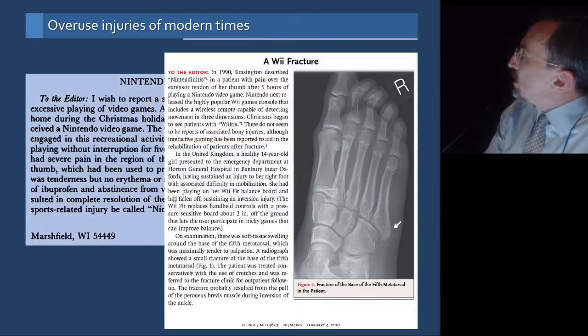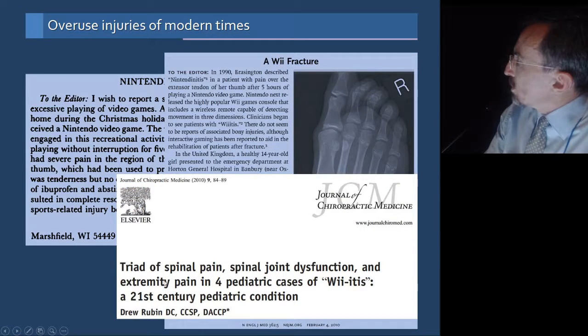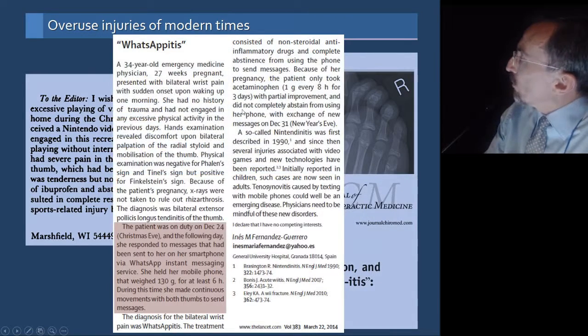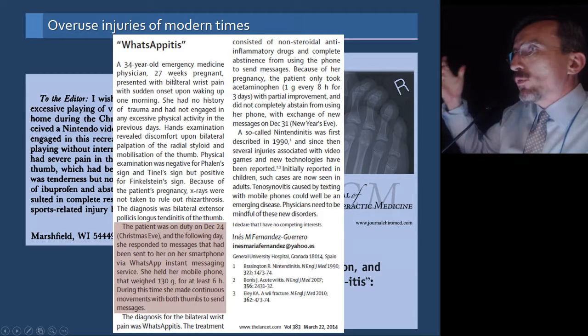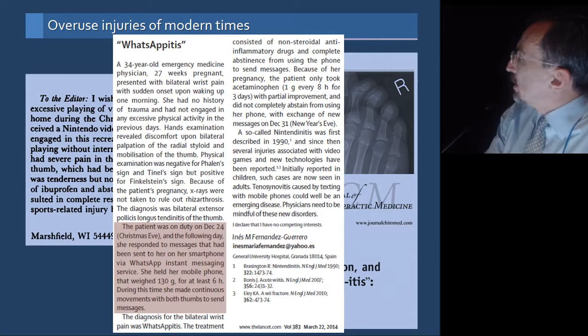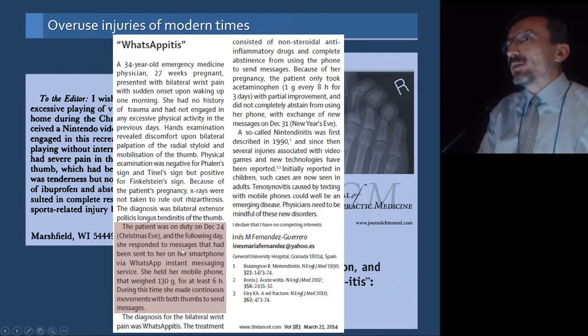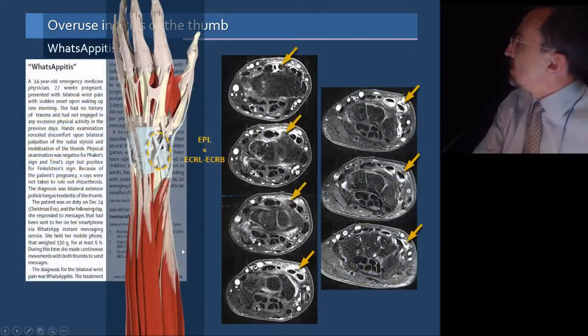And such injuries like a V fracture was also described. And then later, this triad of conditions, along with V-itis. And then more recently, the so-called Vetsepitis, because of the frequent use of extensor tendons of the thumb. So as you can see, it is described here. The patient was on duty Christmas Eve, and then the following day apparently had to respond to a lot of messages. So this condition of Vetsepitis ensued.